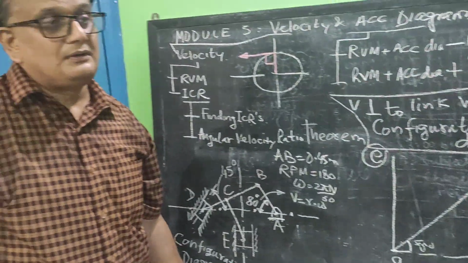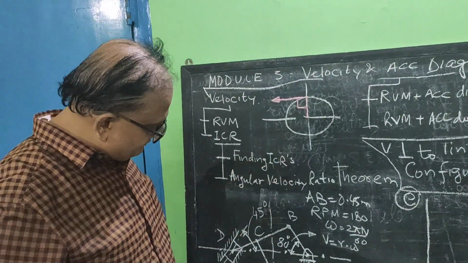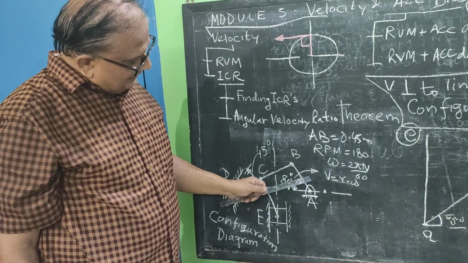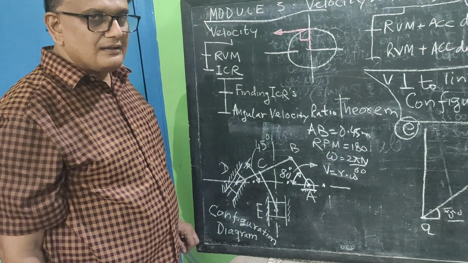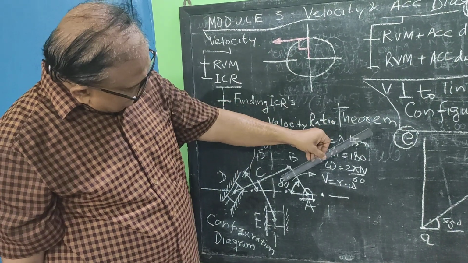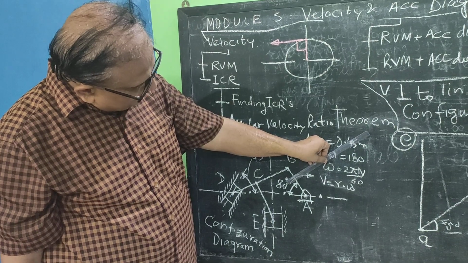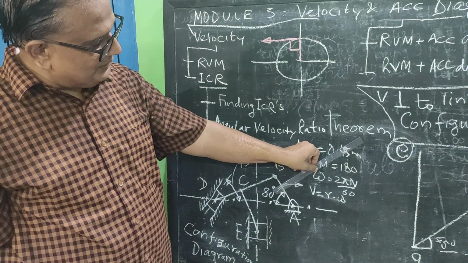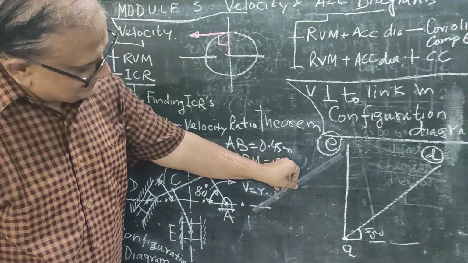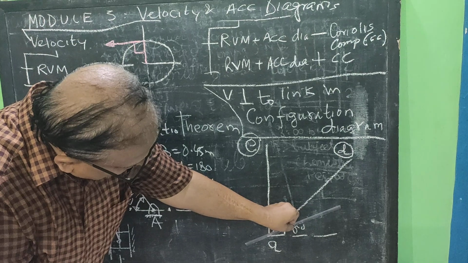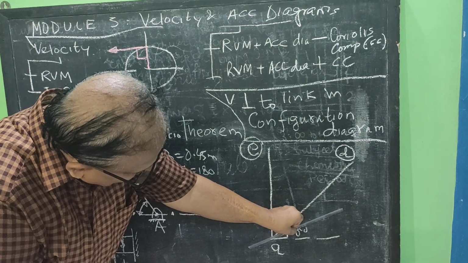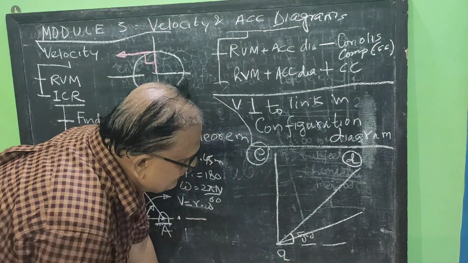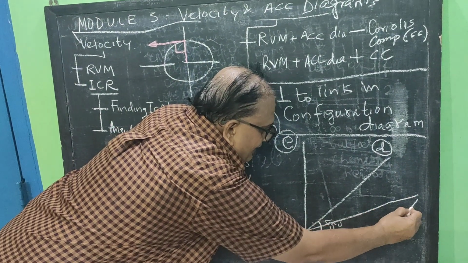Okay? Now we apply this particular theorem. Here, this angle is 80 degrees and RPM is 180 per minute. This is my scale. Do you see the scale? I am keeping my scale perpendicular to link AB, and I move it like this, till I come to the point A. Once I come to the point A, I draw the particular line, and this particular line is like this. Somewhere on this line I will find the point B.